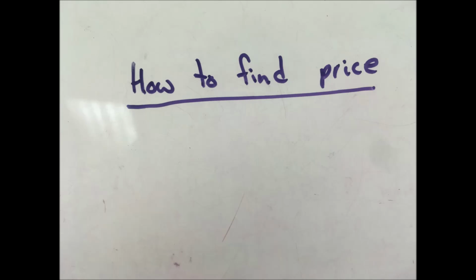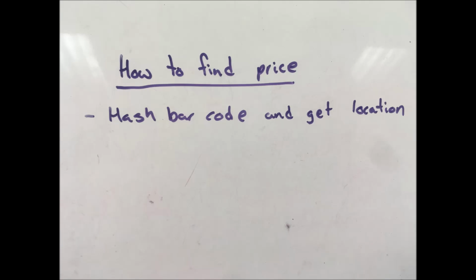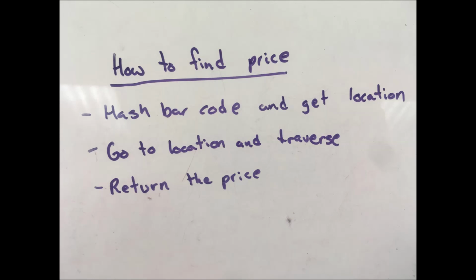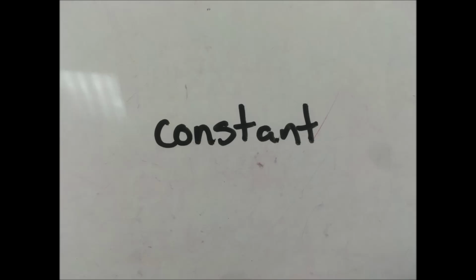After scanning an item at the cash register, the number of steps required to find the price is constant. Hash the barcode value and get the hash table location. Go to the location in the hash table and traverse the linked list until the item is found. Return the price. The number of steps in the algorithm is constant.